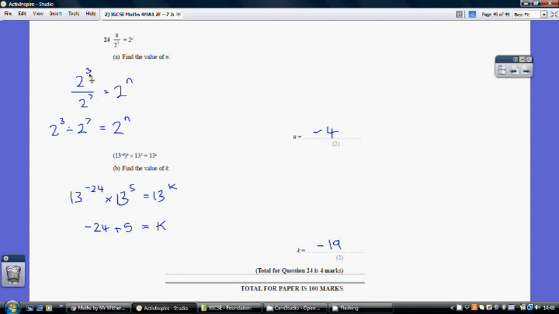On the left hand side, I've got 2 cubed divided by 2 to the power of 7. When we divide, we subtract the powers, so n must be 3 take away 7, which is minus 4.